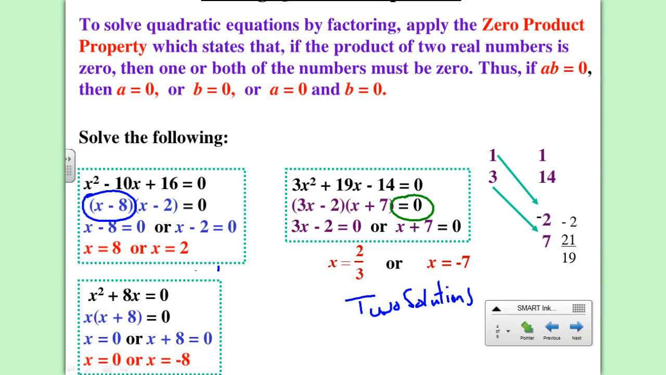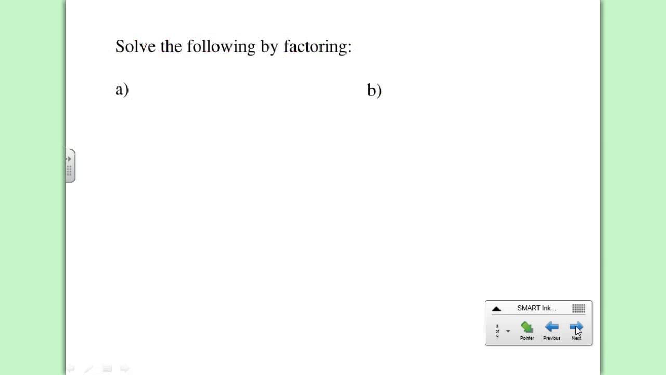Okay, so you're starting to see that zero product property in play. And please again ask, just like always, if that's not making sense, you're going to ask me tomorrow.